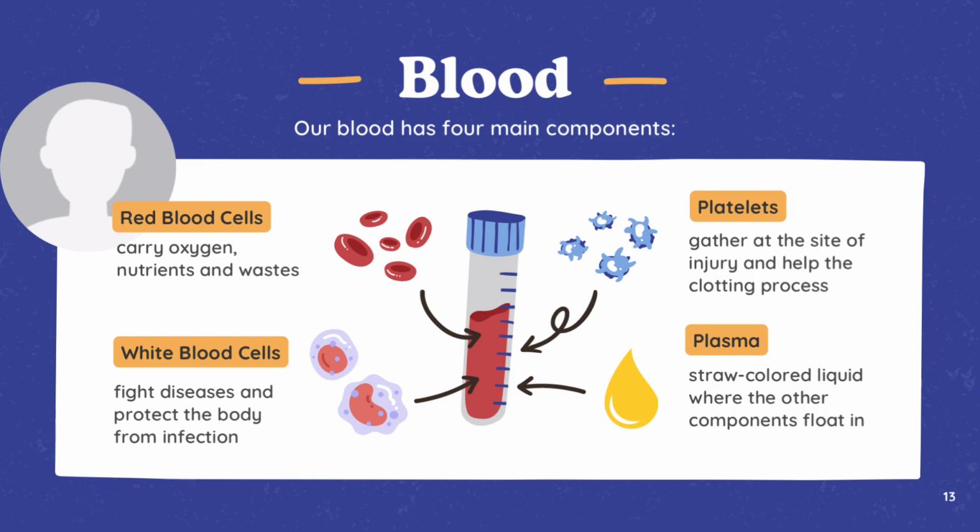Next are the four components in human blood. The first one is red blood cells, which carry oxygen, nutrients, and wastes. The second one is white blood cells, whose function is to fight diseases and protect the body from infection. The third one is platelets. Platelets gather at the site of injury, then help the clotting process. The last one is plasma, a straw-colored liquid in which the other components flow.